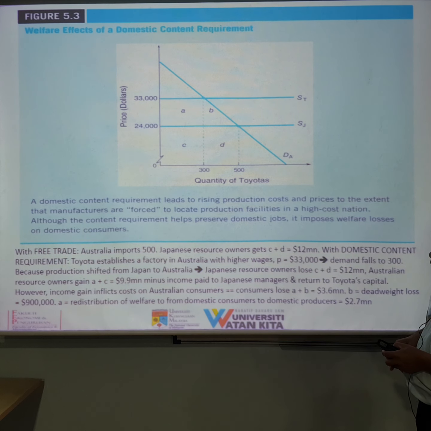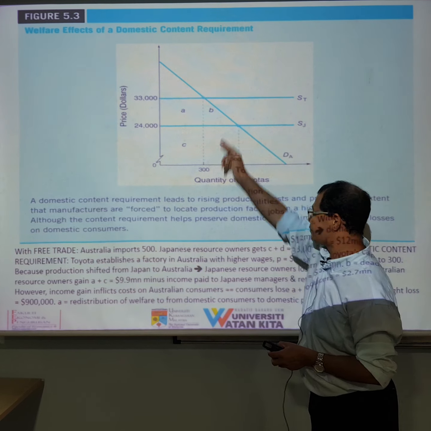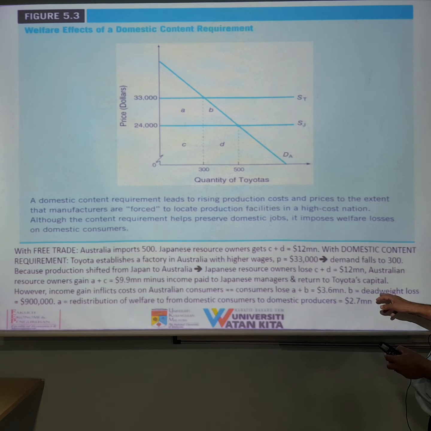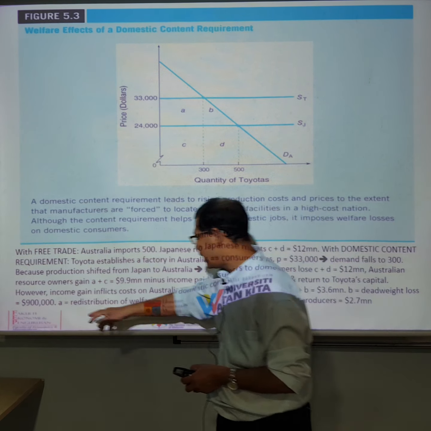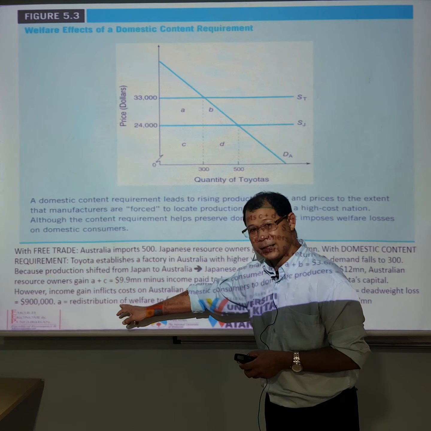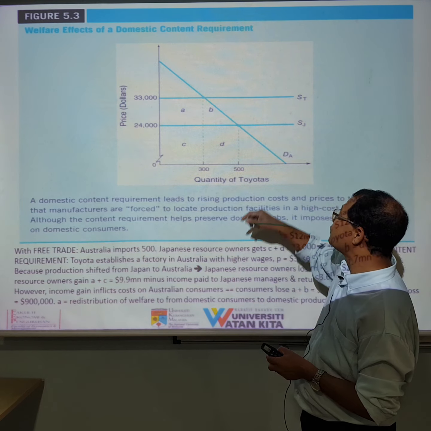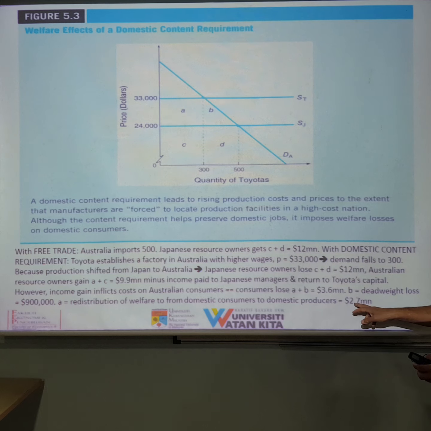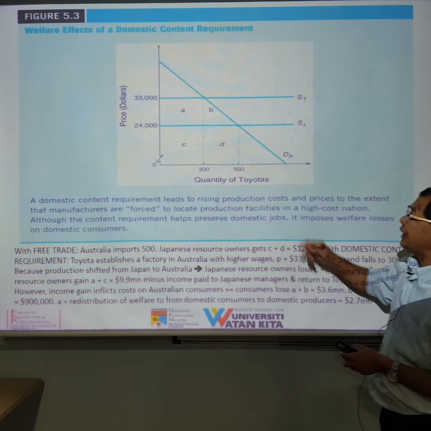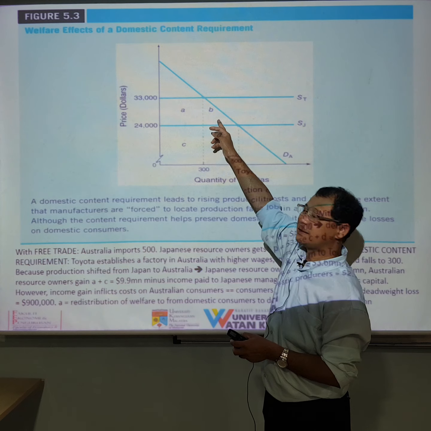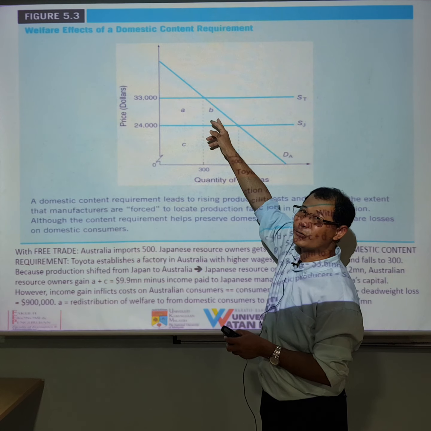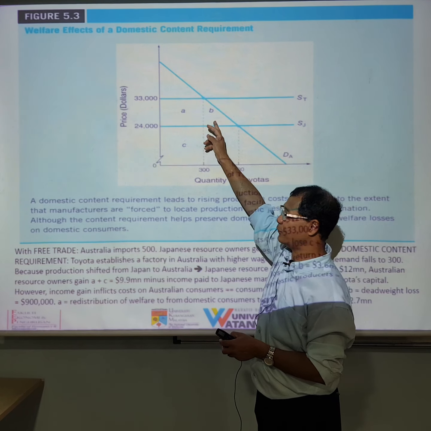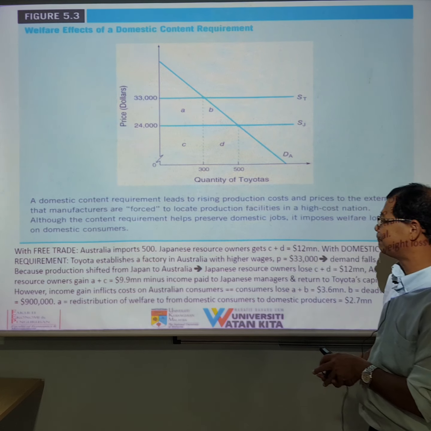B is actually a deadweight loss of 900,000. A is a redistribution of welfare from domestic consumers to domestic producers of 2.7 million. Why is B a deadweight loss? B does not go to anyone. B goes to no one. So B is a deadweight loss.